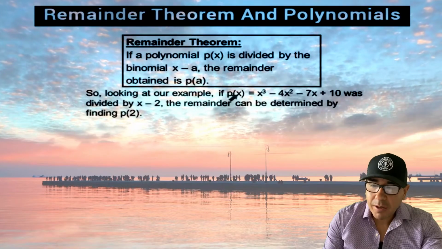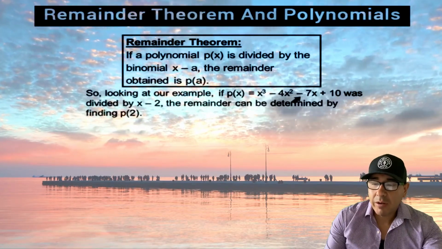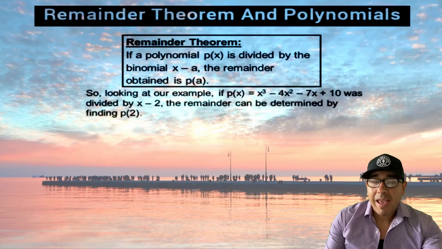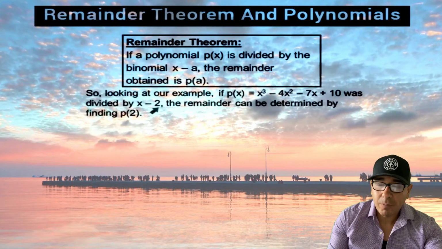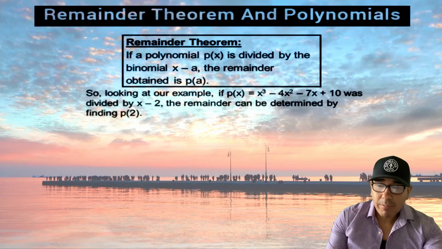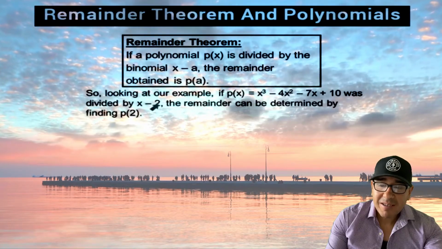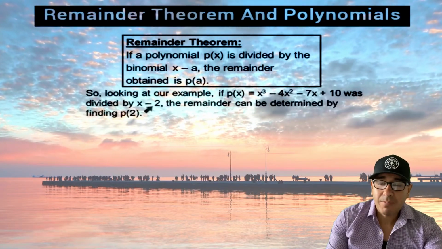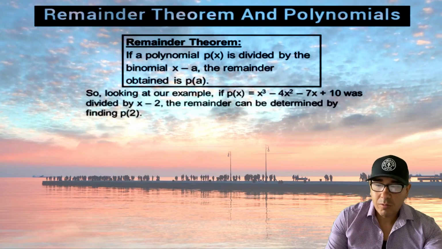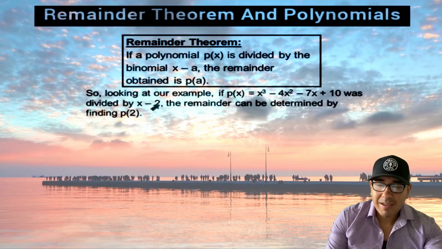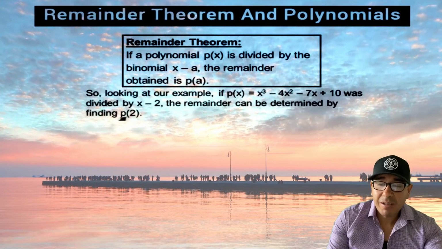So let's look at this polynomial p of x. It's x cubed minus 4x squared minus 7x plus 10. And we're going to divide it by x minus 2. According to my remainder theorem, my value of a here is 2, because it's already in the form x minus something. So the remainder can be determined by finding p of 2.